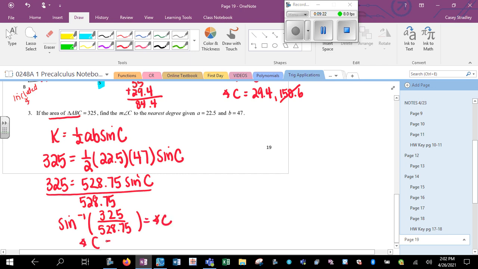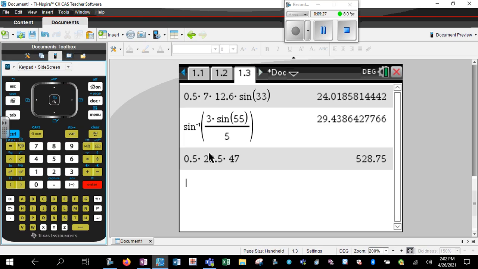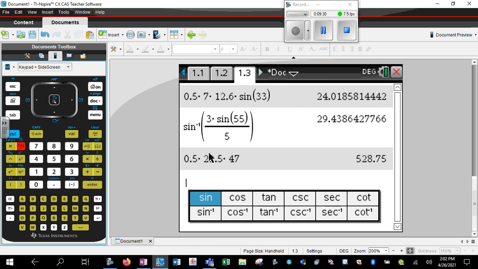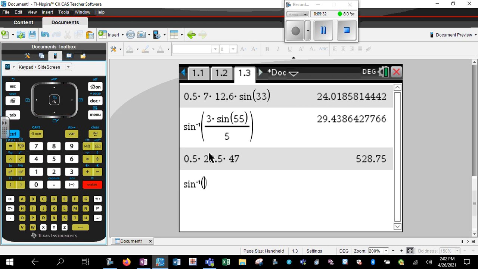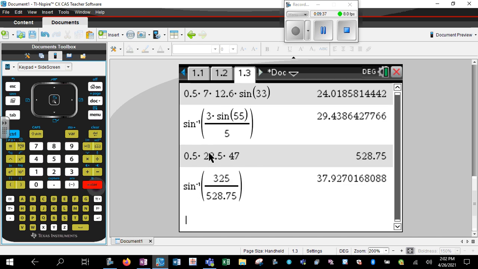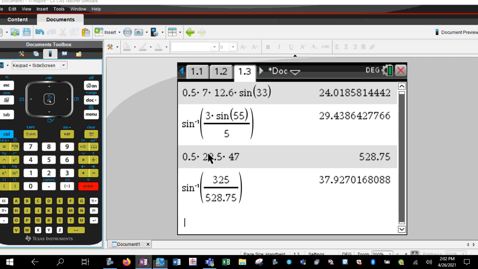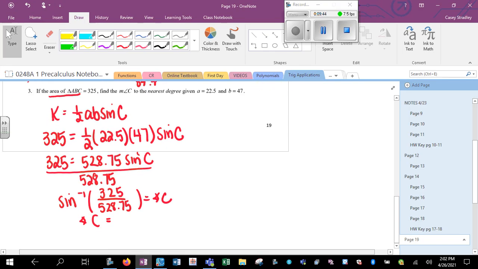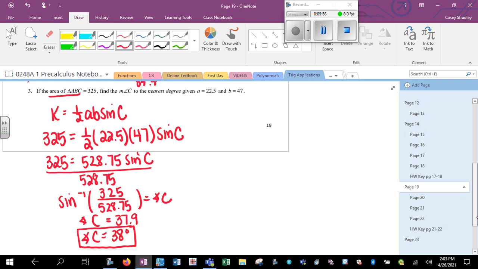Let's type that in, see what we get for angle C. So we'll do inverse sine of 325 divided by 528. That looks like it gives us approximately 37.9 degrees. We want it to the nearest degree, so we're going to round up to 38 degrees. Good.